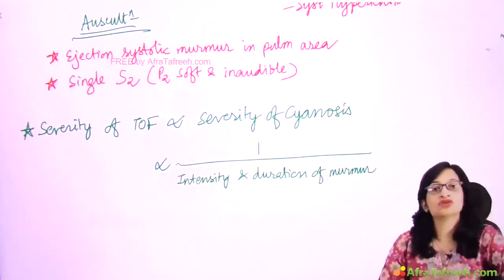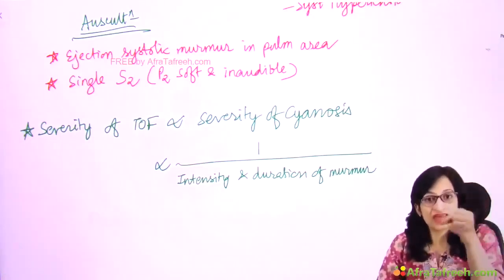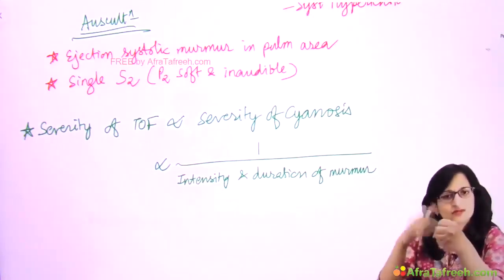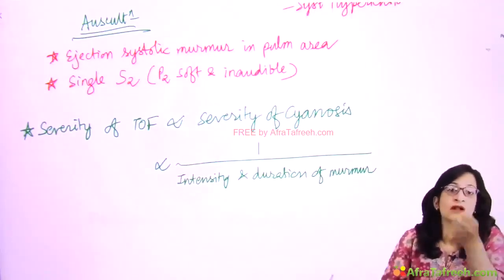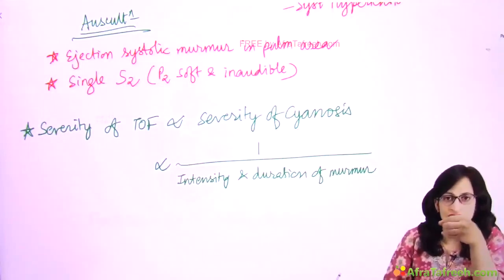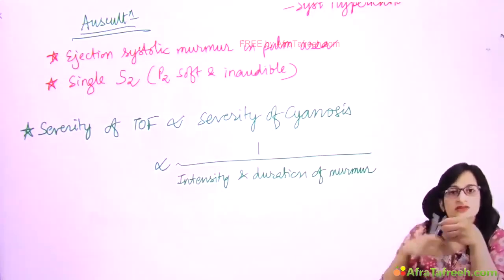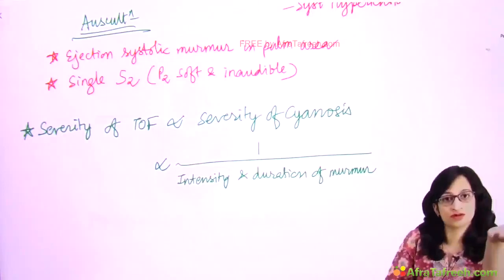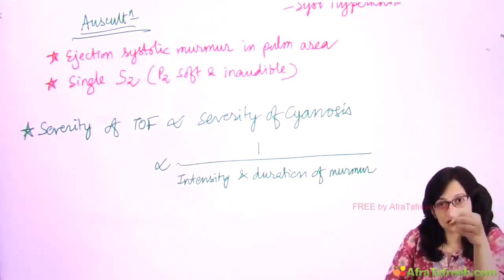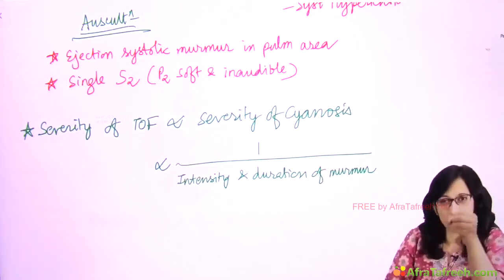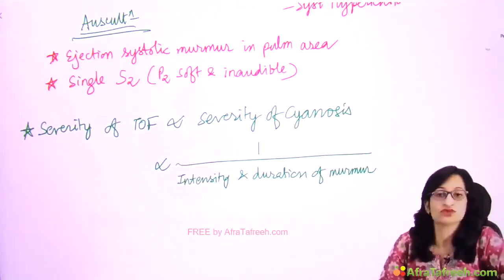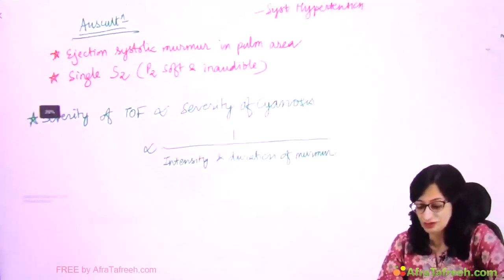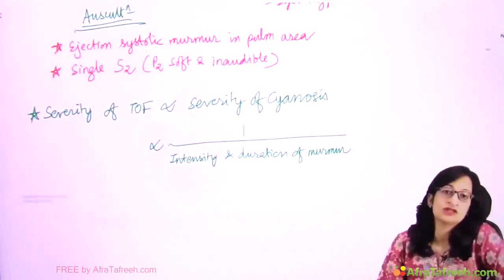Why? Because if the pulmonary stenosis is very severe, very little blood passes across it, so very little turbulence, lesser murmur. But if the pulmonary stenosis is not very severe, more blood is going across it, so more turbulence, more murmur. So when pulmonary stenosis is less severe, more murmur; pulmonary stenosis more severe, lesser murmur. So the severity of tetralogy of Fallot is inversely proportional to the intensity and duration of the murmur. Right? Now, that is about the clinical presentation.